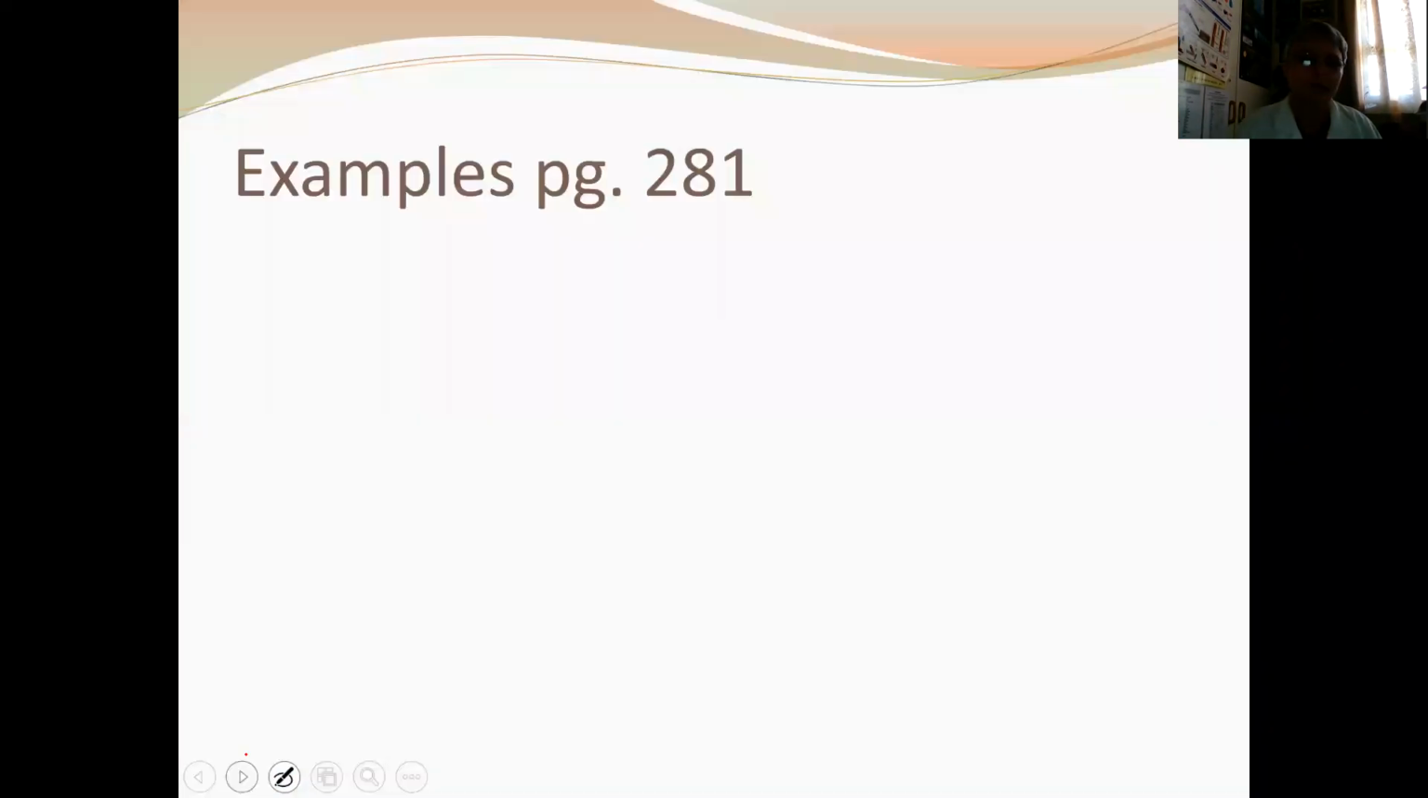We will work through the examples in your textbook on page 281 in this part of the video. They give us the following information. Mercury forms a compound with chlorine that contains 73.9% mercury and 26.1% chlorine per mass. Calculate the empirical formula of the compound.